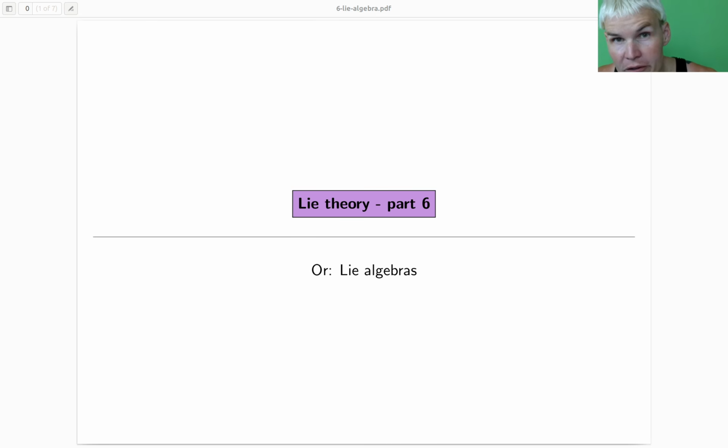Okay, welcome everyone to this continuation of Lie theory. So today I would like to talk about Lie algebras. And next time also we'll talk about Lie algebras. Sounds a bit weird, but Lie algebras are like this linear shadow.